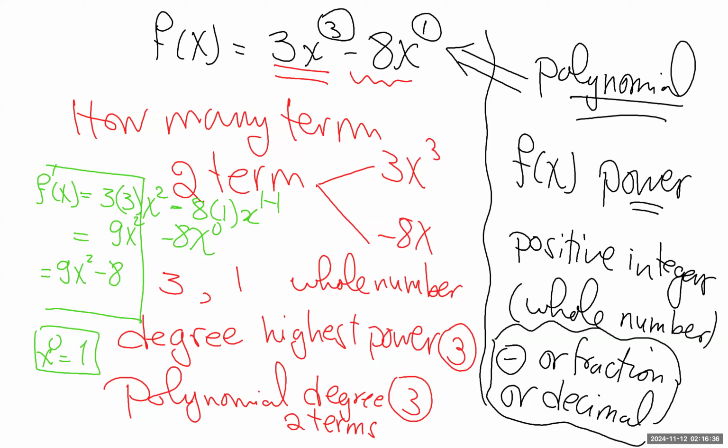Okay. Now it's your turn. I'm going to give you a question. Let us take y, which is equal to f of x is equal to 8x power 7 minus x minus 4. Is this one polynomial or not? Yes, why is it polynomial?